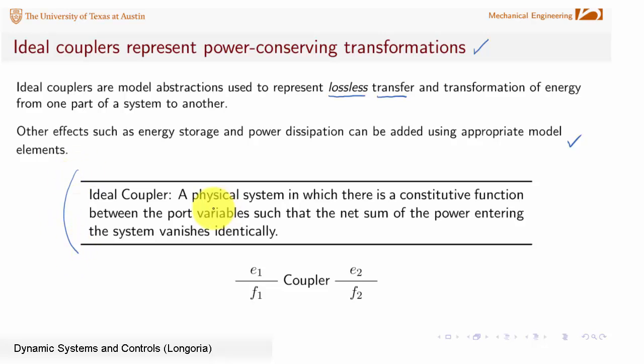I have a little definition here: an ideal coupler is a physical system where there's a constitutive function, a relationship between these port variables. So I'm now showing this in a word bond graph form, and this coupler here could be a lot of different types of things, but what we're looking at is power on one port and power on the other port. What this means is that the net sum of power entering the system, this is the system, basically means that the power at port 1 equals the power at port 2. And keep this little relationship in mind, that's the power at 1 equals the power at 2 relationship, because it's central to deriving the basic relationships that we'll need to represent the ideal transformation between two parts of a system.